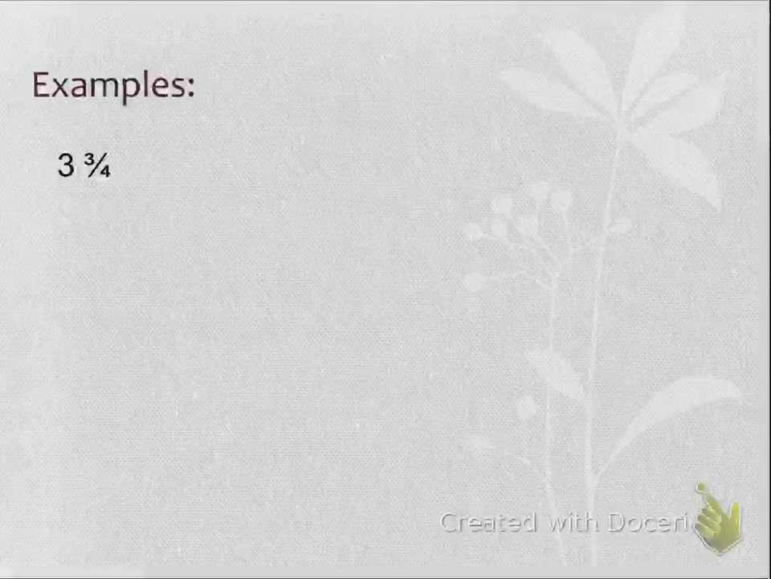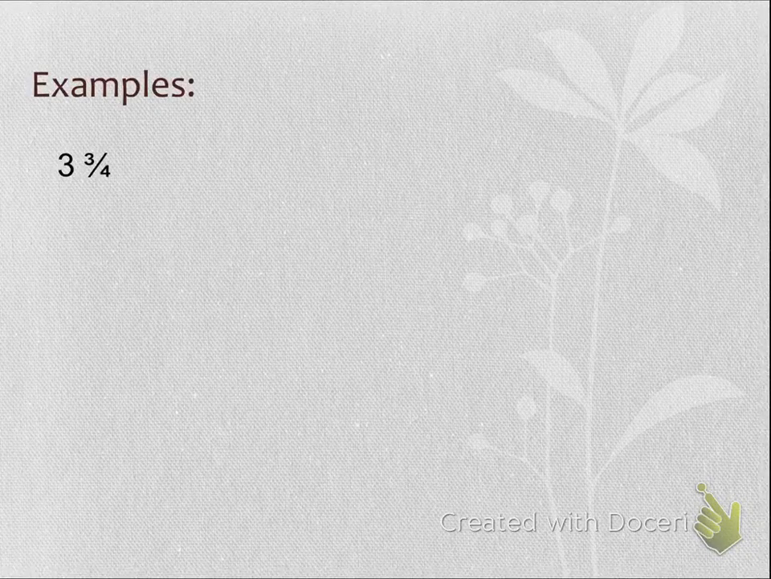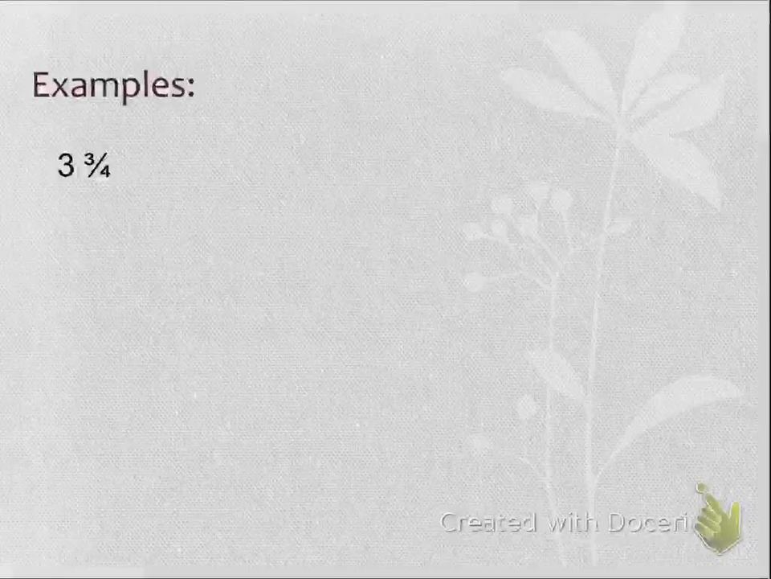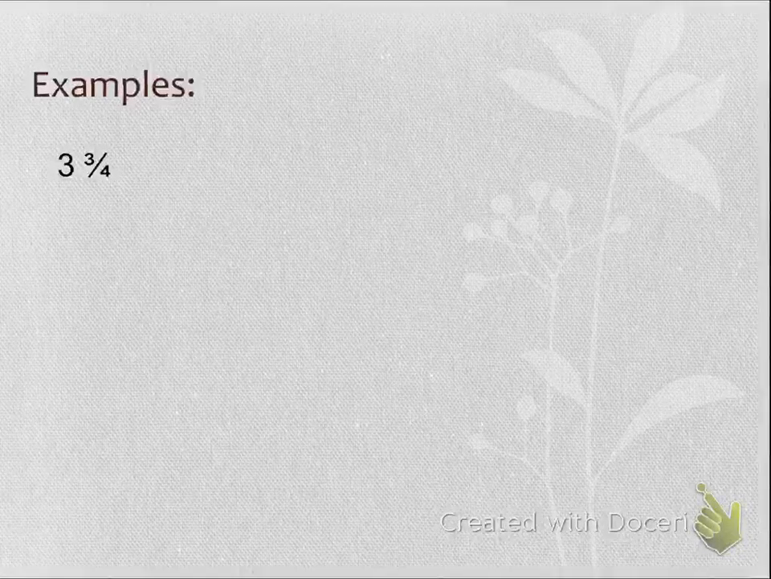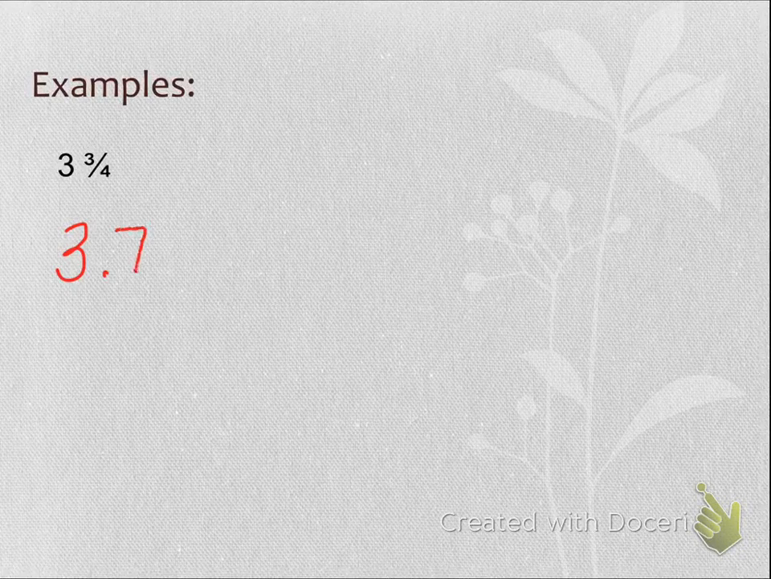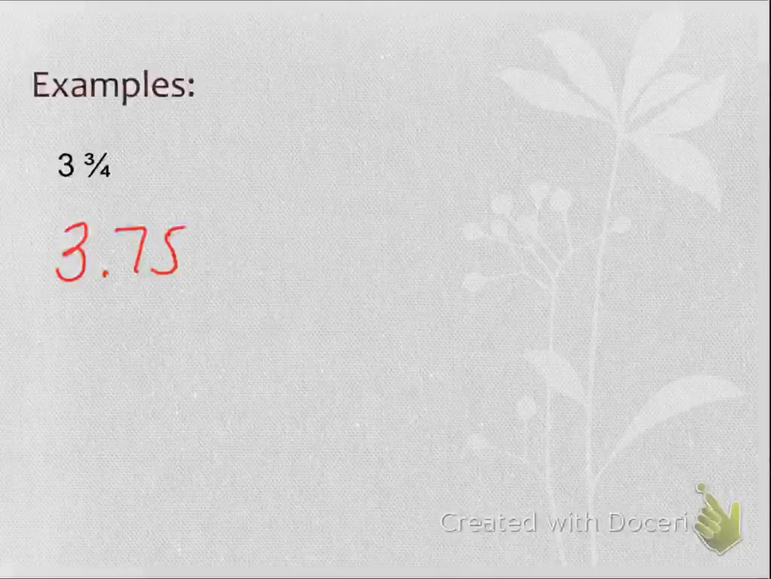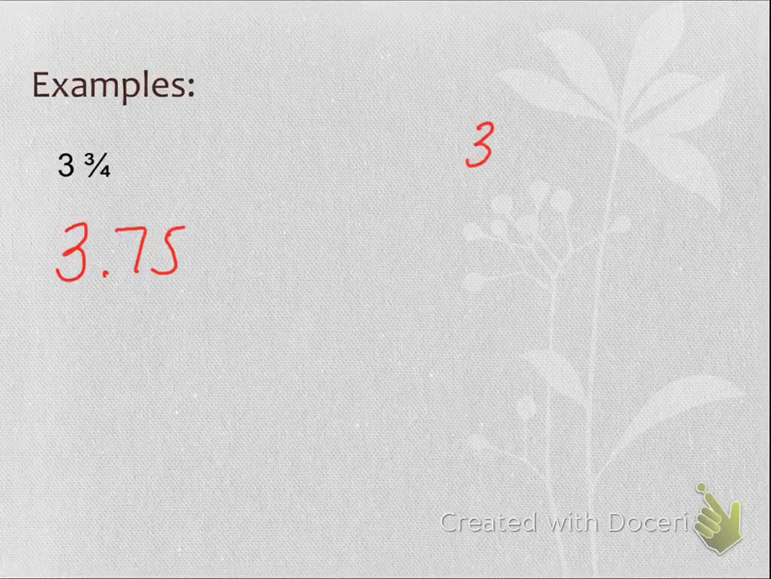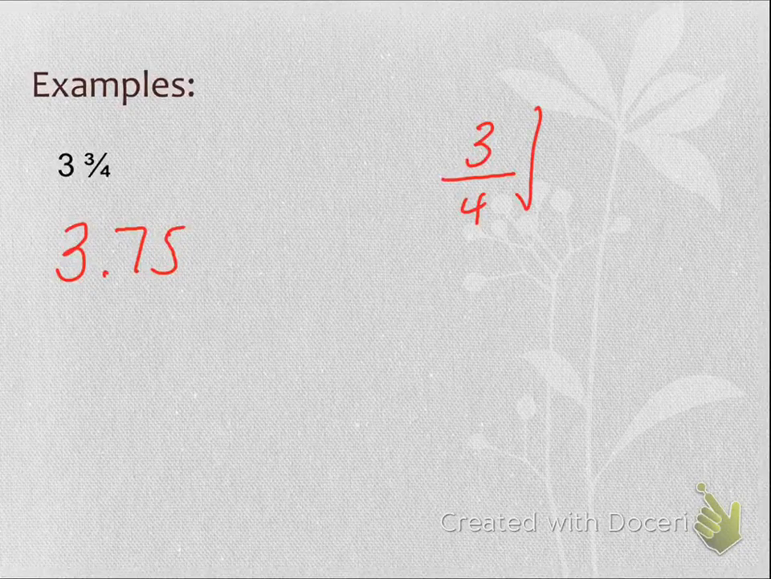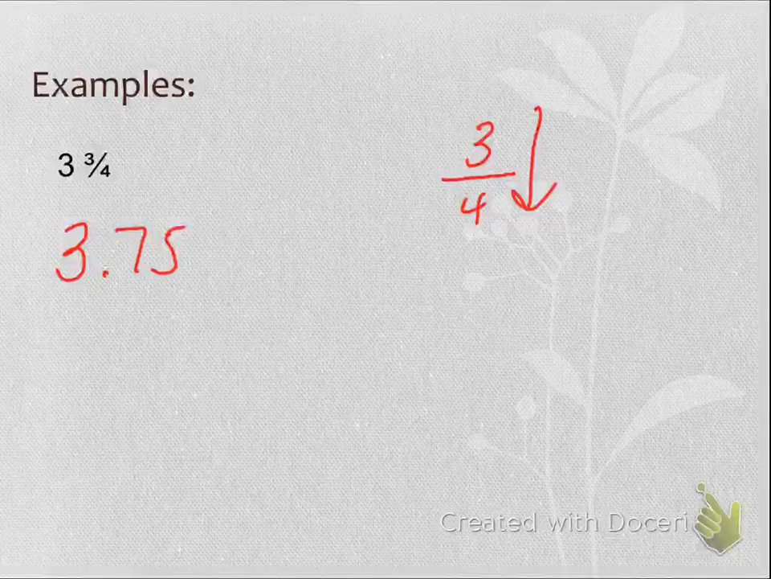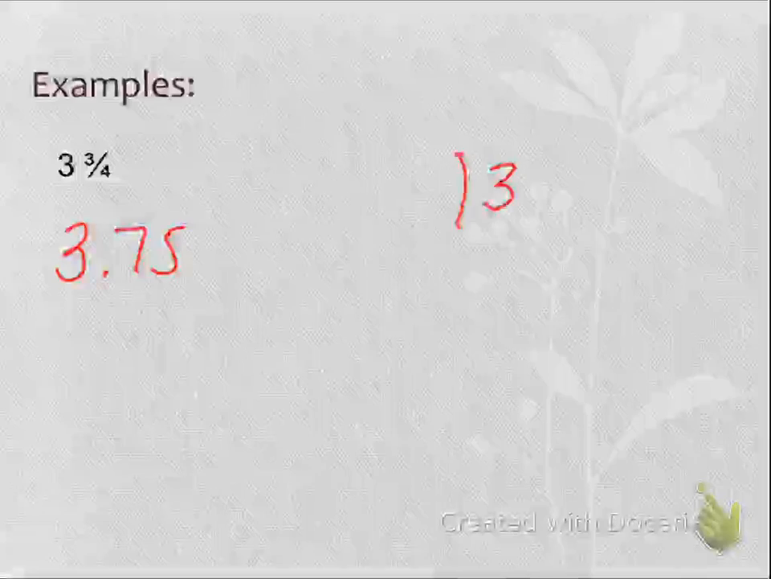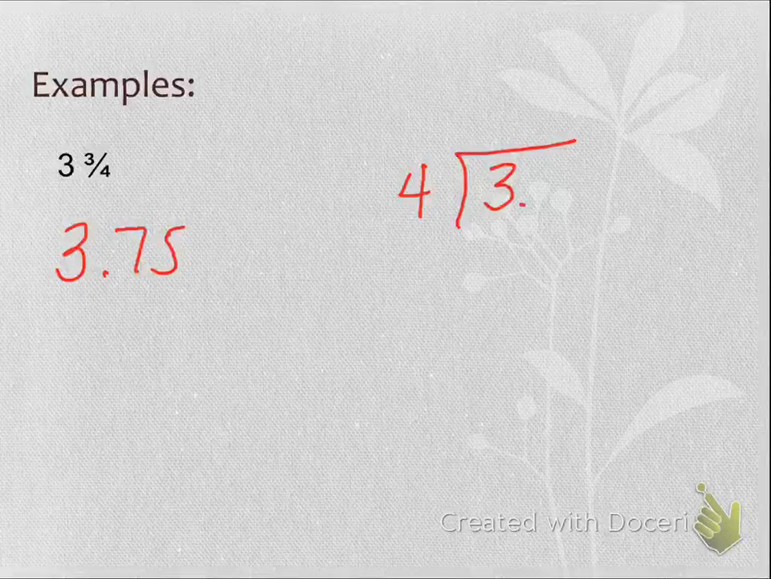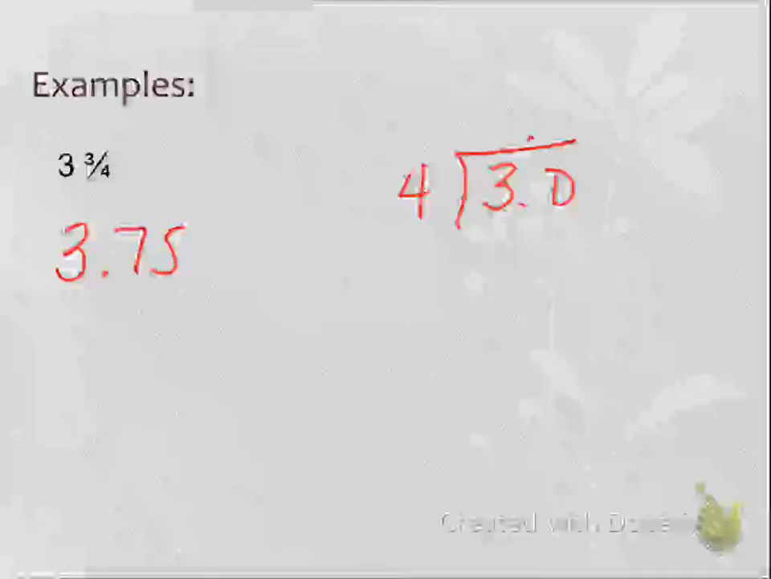Last one, 3 and 3/4. This may be one that you have memorized. I love when kids have their fraction to decimal conversions memorized. So for this one, if you have it memorized, I'm perfectly fine with you writing it as 3.75 and moving on. However, if you don't have it memorized, we're going to read our fraction from top to bottom. So it's 3 divided by 4. So when I set that up, it is 3 divided by 4. Add my decimal and my 0.